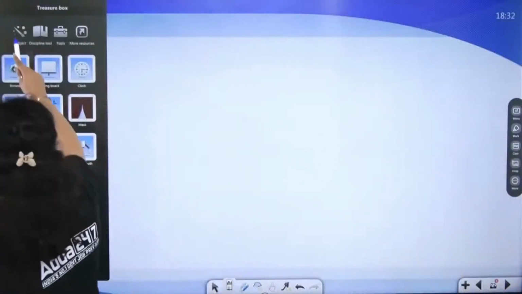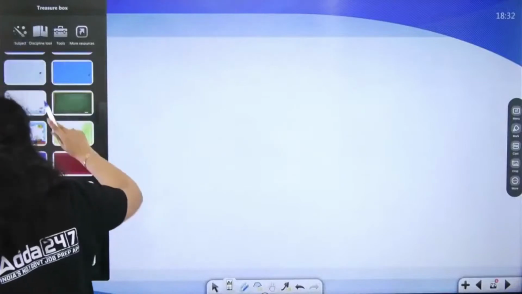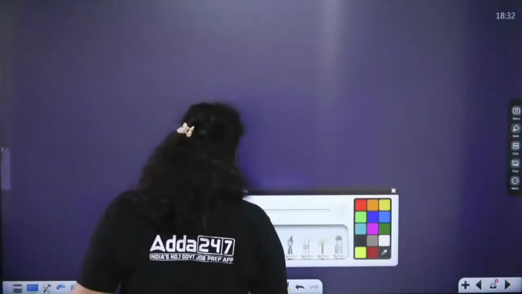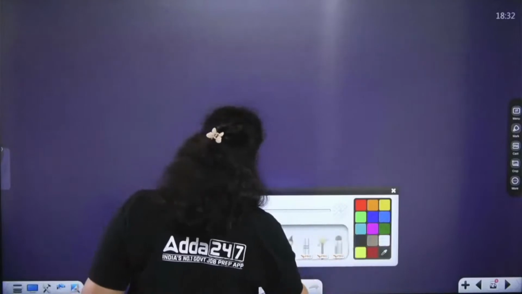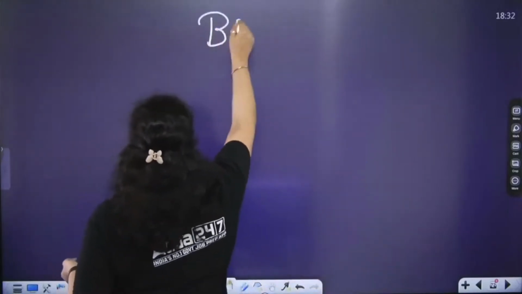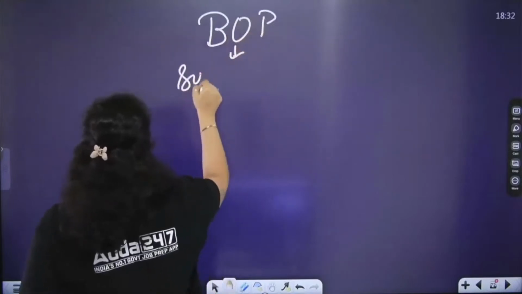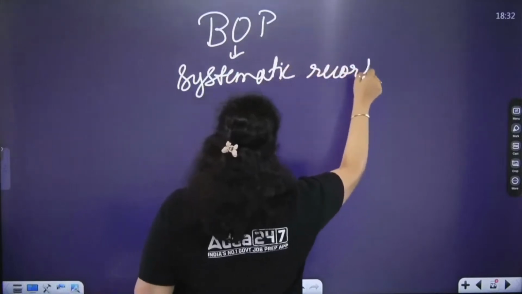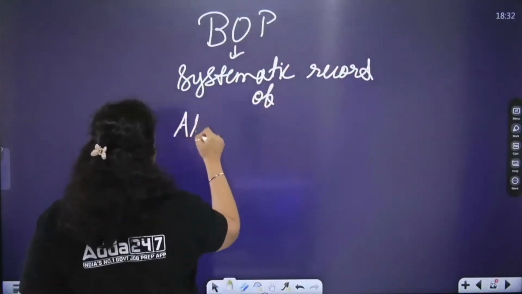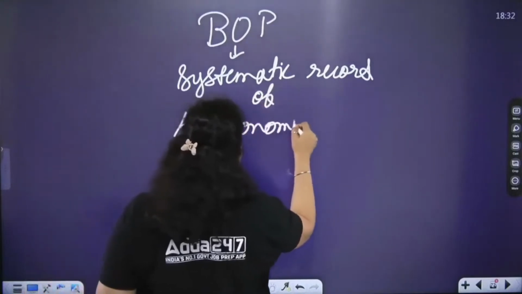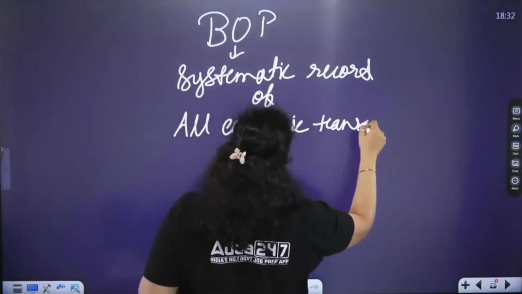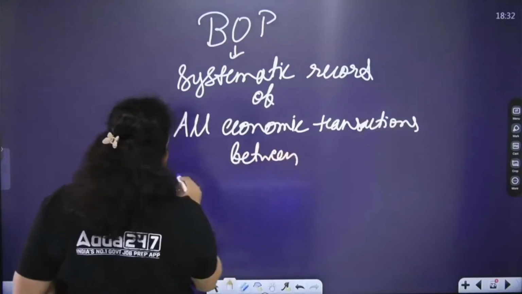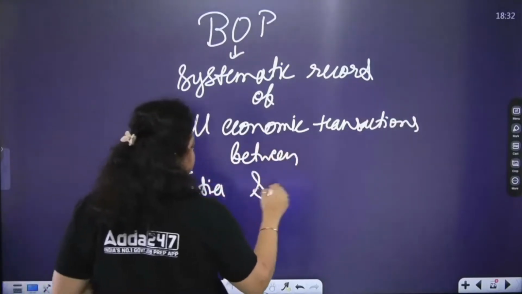balance of payment is a systematic statement of all the economic transactions. Balance of payment is a systematic record of all the economic transactions between India and the rest of the world. Economic transactions means transactions which are related to money. Of all economic transactions between whom? Between India and the rest of the world.